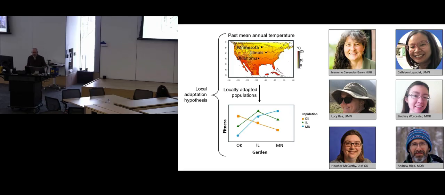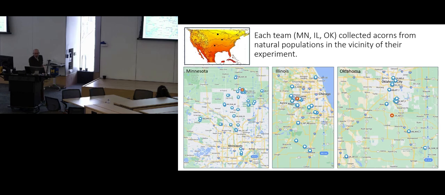So to effect this project, we collected acorns from natural populations in 2018 and 2019 in the vicinity of the experiment. So these are the 3 sites. Each star shows you the location of the common garden, the reciprocal transplant replicate that we planted. In Minnesota, you can get a sense of where the trees were collected. In Illinois, the acorns rather, you can get a sense of where the acorns were collected. And in Oklahoma, you can get a sense of where the acorns were collected.